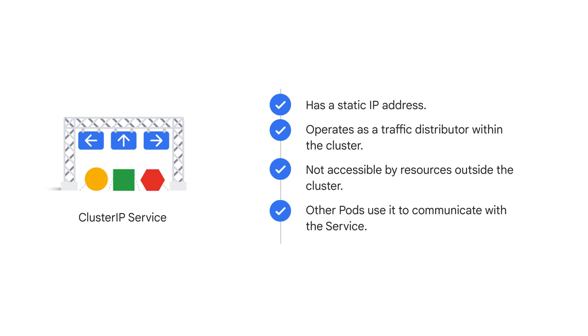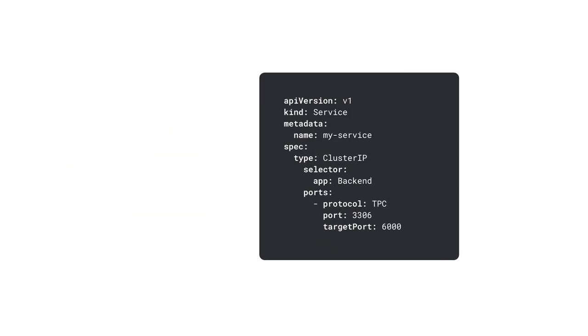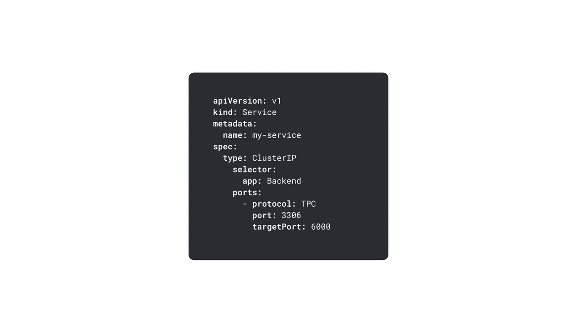Other pods will use the cluster IP as their destination IP address when they communicate with the service. To create a cluster IP service, you need to start by creating a service object by defining its kind in a YAML file. If a service type isn't specified during the creation of the service, cluster IP will be the default service type. Next, a label selector can be used to choose the pods that will run the target application. In this case, the pods with the label of App Backend are selected and included as endpoints for this service.